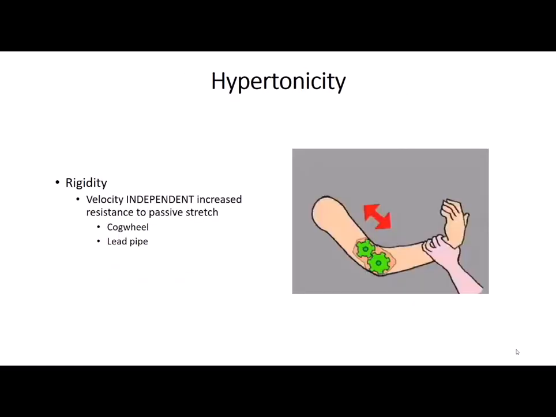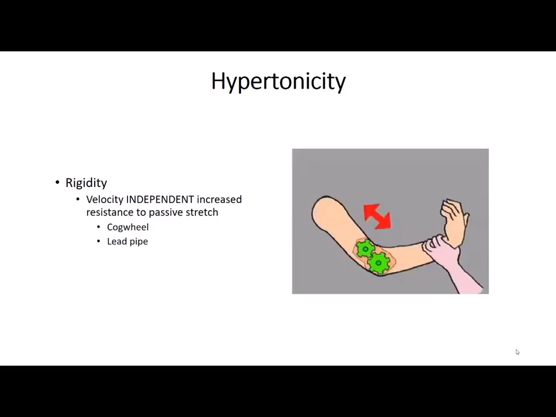Now, in addition to spasticity, there's also another kind of hypertonicity known as rigidity. The difference between rigidity and spasticity is that rigidity is velocity independent. No matter how fast or slow you're moving that joint through passive range of motion, you're going to feel an increased resistance to passive stretch.